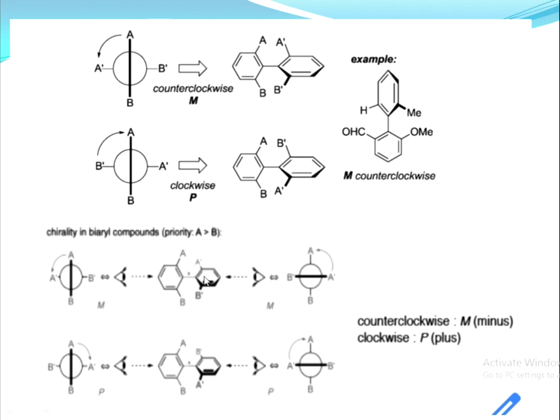Then another example, where they are going the other way, so it will be like this. It is clockwise. P means clockwise, M means counterclockwise. So the Newman projection will be like this after clockwise rotation, and like this after counterclockwise rotation. Based on the rotation, we decide where the substituents should be in the compound.